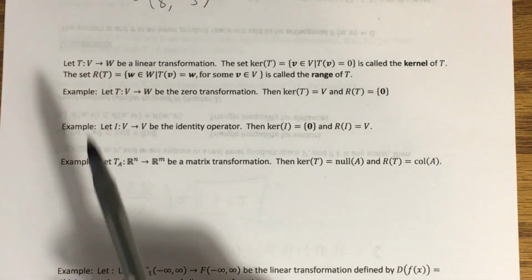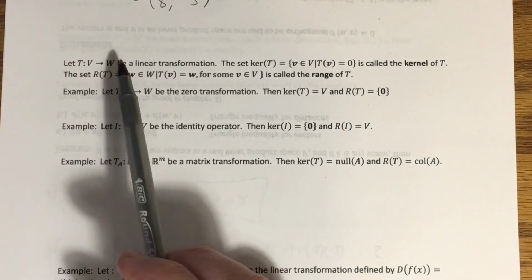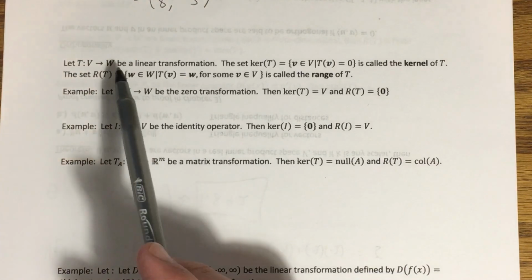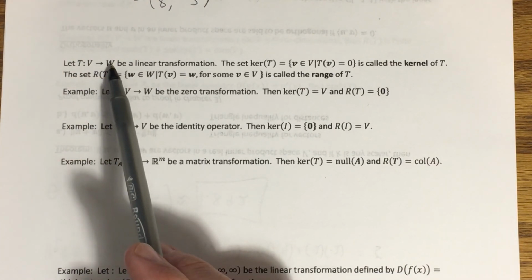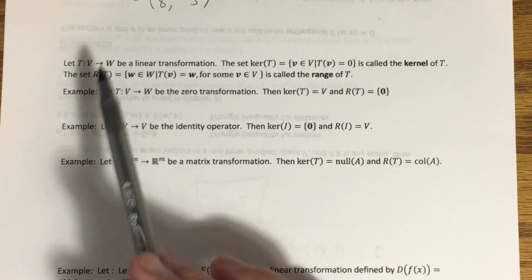Now, why is this important? Why do we make a distinction between R of T and the entire vector space W? Well, the vector space W may be larger than the range. Remember, we didn't call W the range before. We called it the codomain.